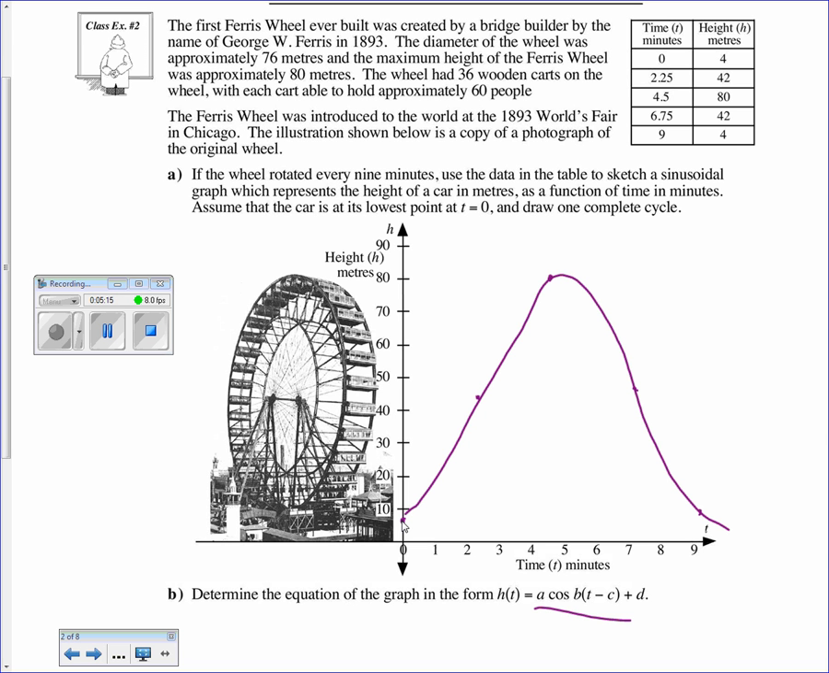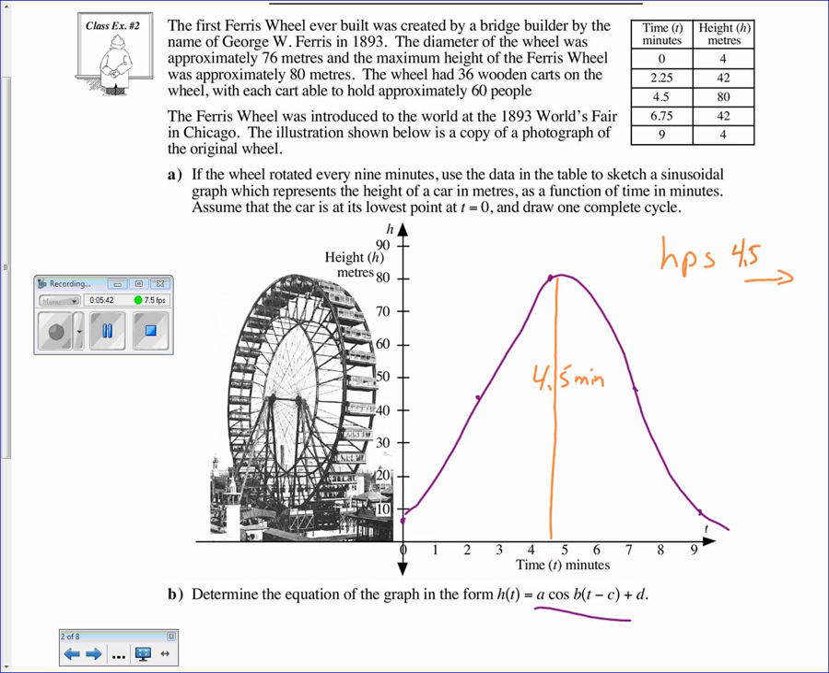How much has it shifted over? You'll notice that your max height is here at 4.5 minutes. We have a shift in the x-axis of 4.5 minutes. That's my c-value. I have a horizontal phase shift of 4.5 minutes, and that's in the direction of right.